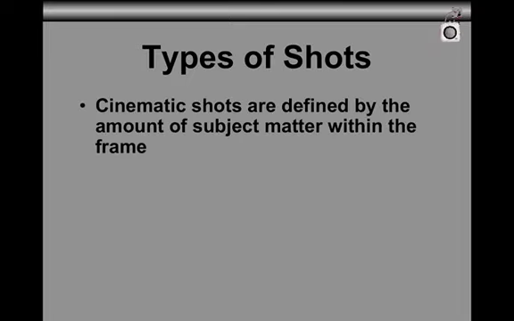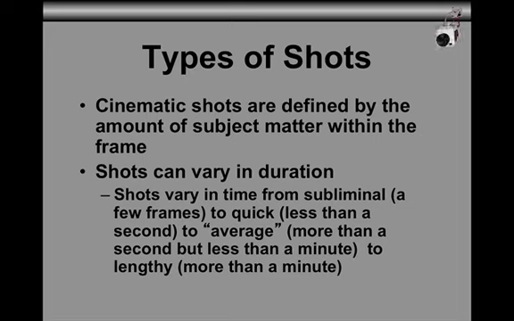A camera shot is basically the amount of subject matter within the frame, and shots can vary in duration from subliminal to quick to average to lengthy. Subliminal may only last a few frames, so you wouldn't even notice it in the blink of an eye. A quick shot could be less than 1 second. An average shot could be more than a second but less than a minute. And a longer or lengthy shot could be over a minute long.